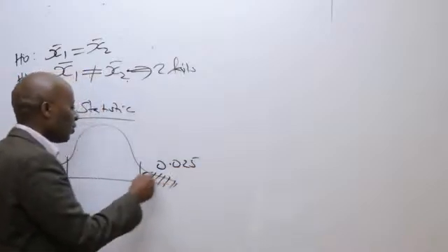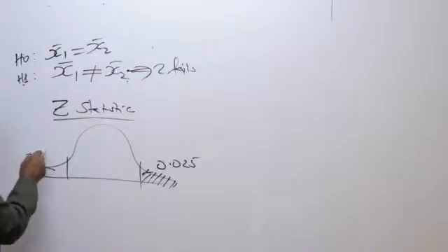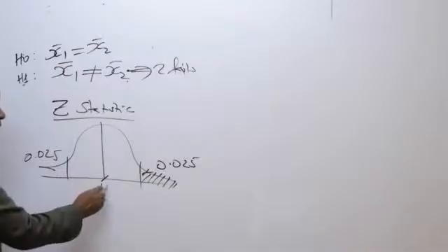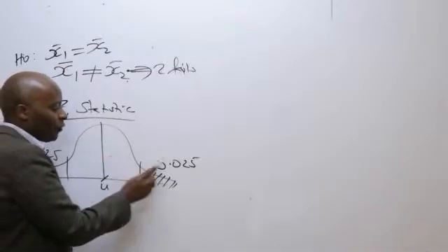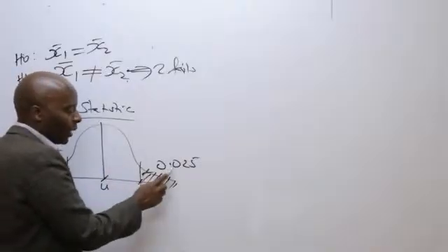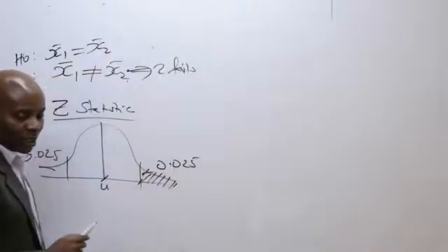0.025, and of course this other area will be 0.025. So then I'm interested in this area from the middle to here. So I'll have to take 0.5 minus this. So 0.5 minus this, what figure shall we get?